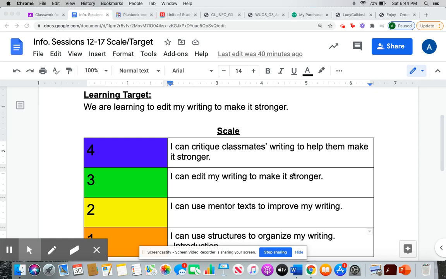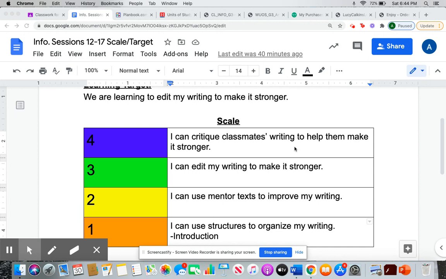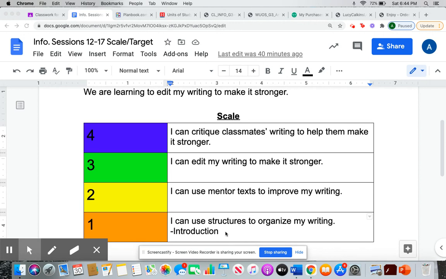Hey scholars, we are continuing with our information writing. We worked yesterday on using introductions. Today we are going to use conclusions. Okay, so we use introductions, conclusions. These are things we already do, but it's helpful to go back when we are working on editing our writing to make it stronger.